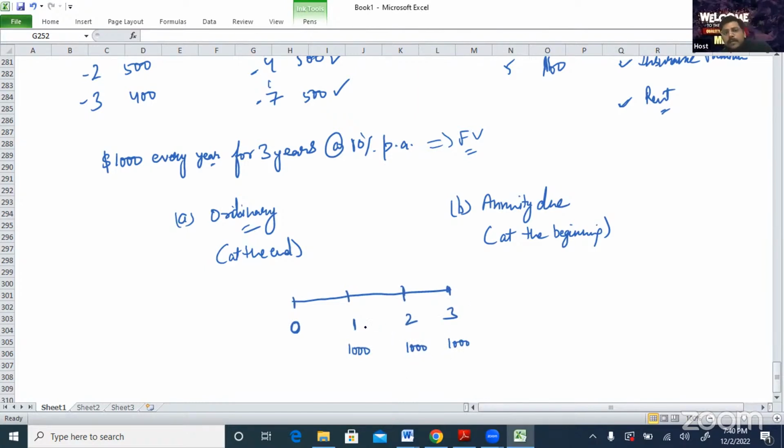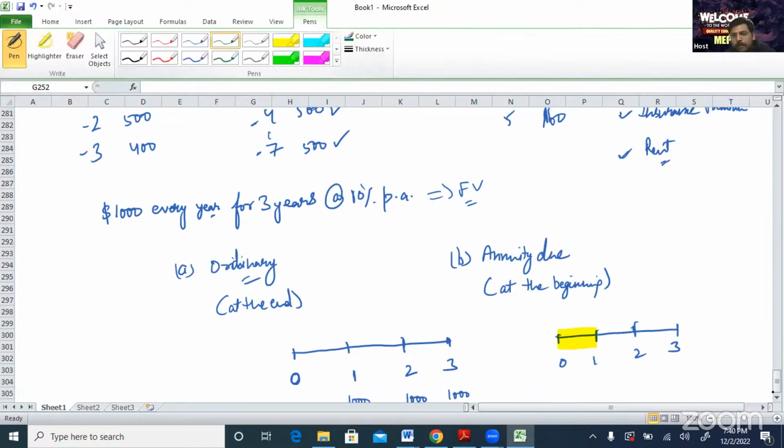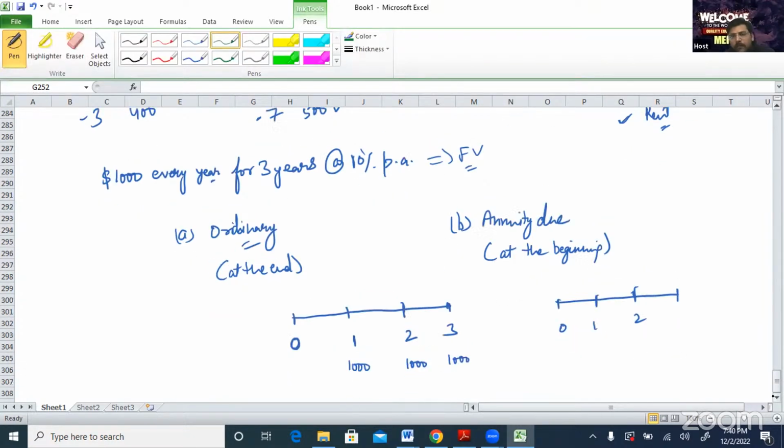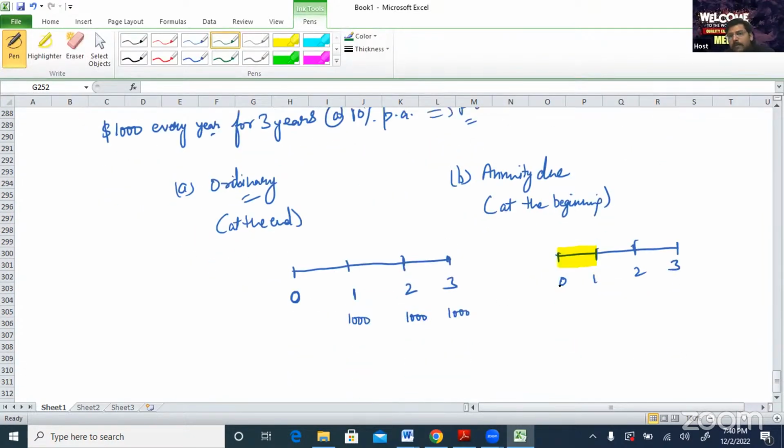I can deposit at the end of year 1, I can deposit at the end of year 2, I can deposit at the end of year 3. Or what I can do, this is again 0, 1, 2, 3. See, this whole time period, if I talk about this colored area, this is my whole 1 year. So this is at the end of year 1, and this is what point? This is the beginning of year 1.